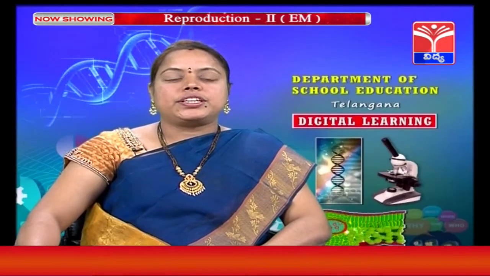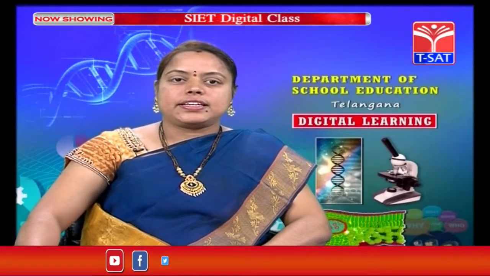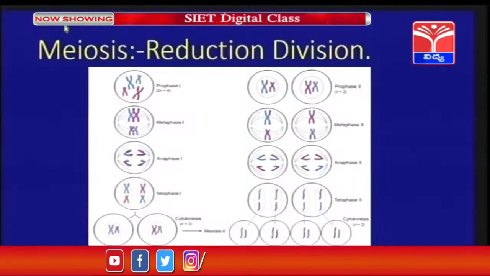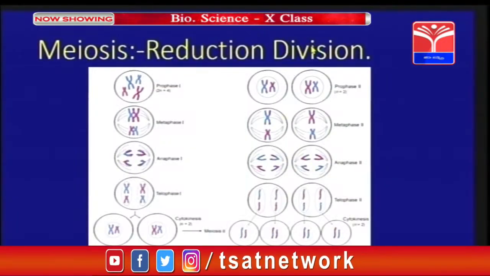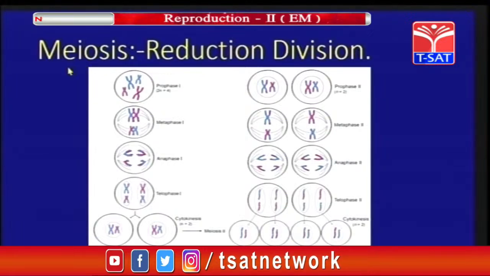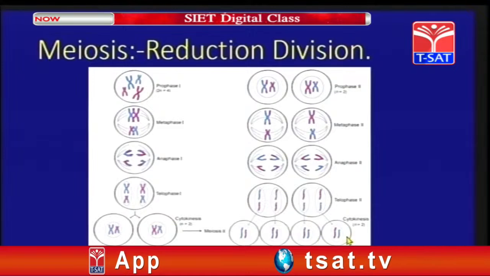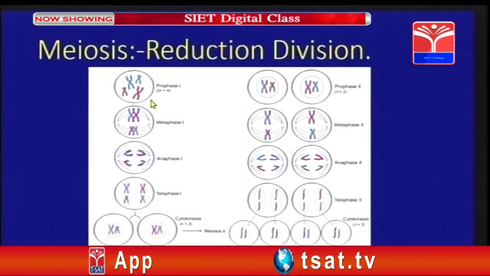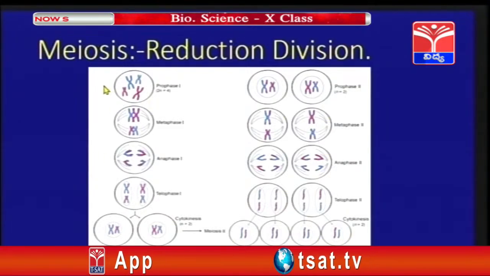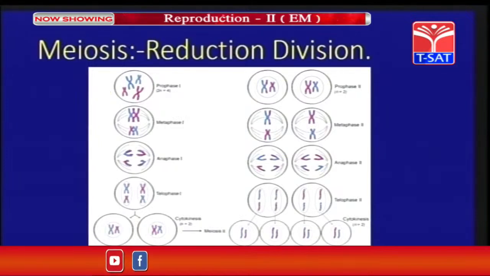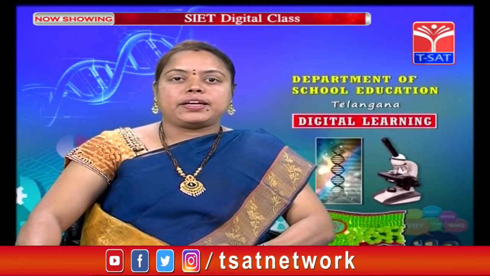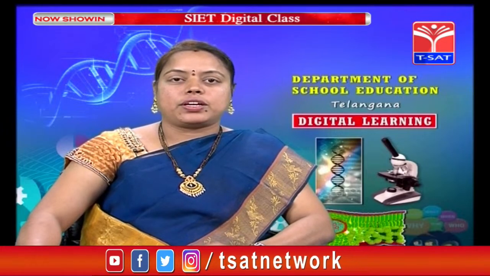Let us go to the next stage of division, that is meiosis. Children, meiosis is called reduction division, and in meiosis, one cell will give rise to 4 daughter cells. So, let us see where meiosis takes place. Children, this meiosis cycle occurs in the production of gametes during sexual reproduction.